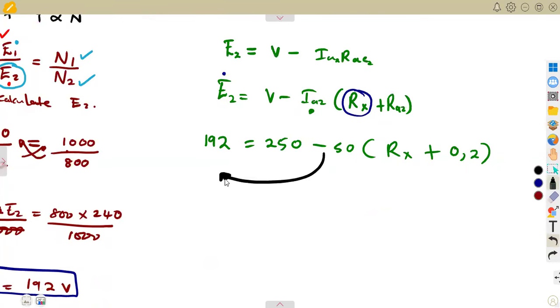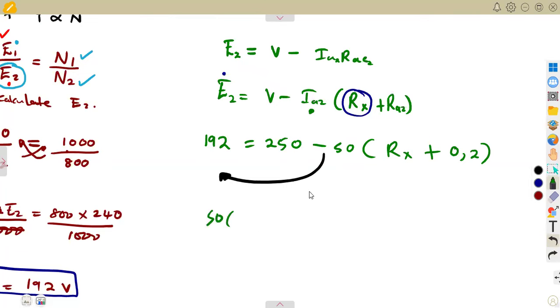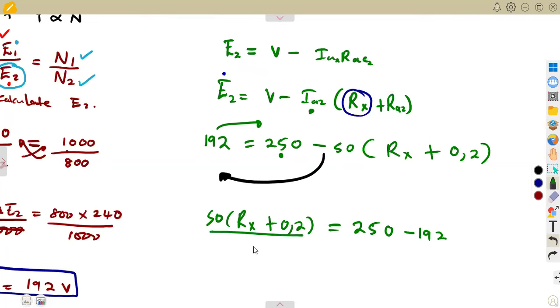So we cannot transpose this negative 50 with its bracket, because this is part of the bracket, to the left-hand side. That means on the right-hand side, we are left with the 250. Transpose the 192, it'll be a minus. So that is the condition there. You can even divide by 50 since it's a product. Instead of expanding the bracket, you can just divide by that 50.